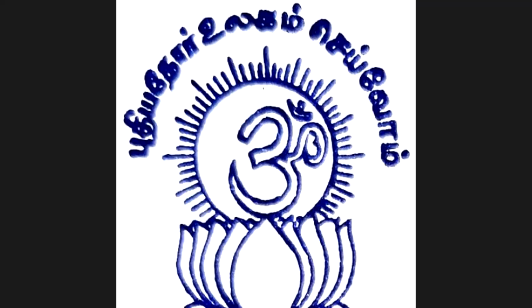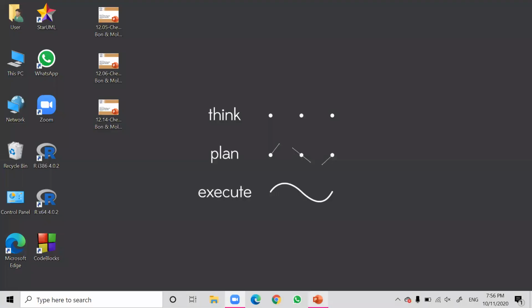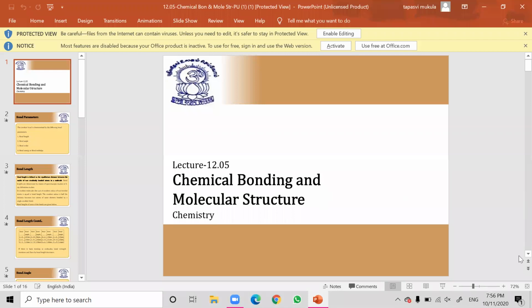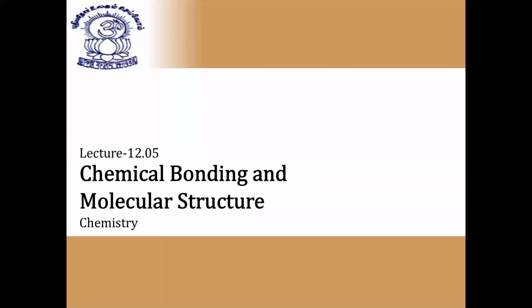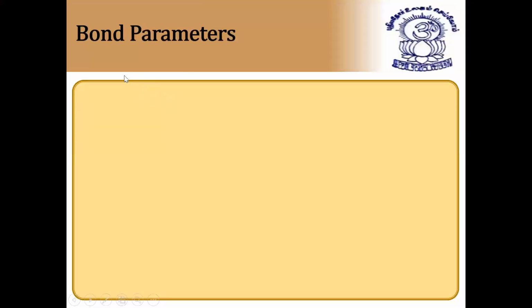Today we are discussing... in the first lecture we have done ionic bond and compounds of ionic bond. Second lecture we have done covalent compounds and covalent bond. Next we are going to do a new topic in this chapter, that is bond parameters. So in this lecture we are going to discuss bond parameters. This bond parameters is very important, very important.